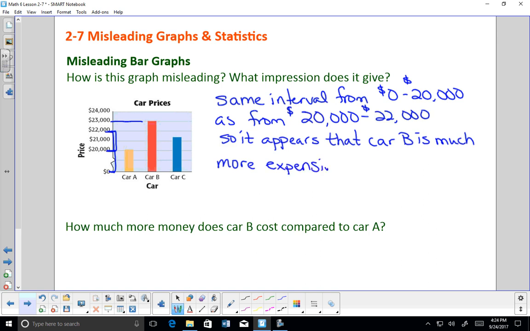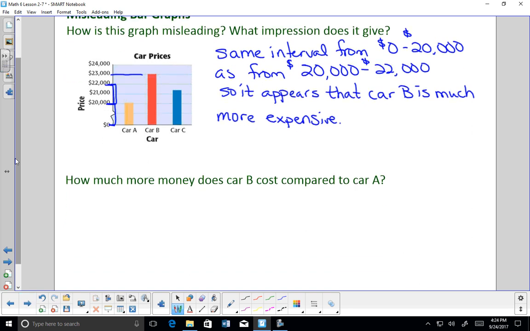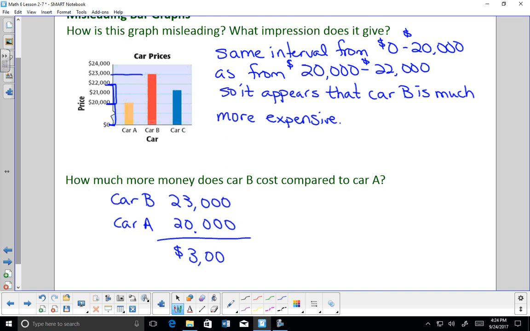How much more money does car B cost than car A? Well, let's take a look at this. Car B is $23,000 and car A is $20,000. So that's a difference of $3,000. Not as much as the graph leads us to believe.